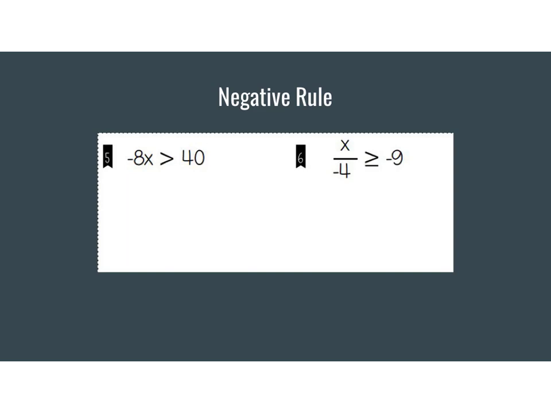Now looking at the negative rule, let's say we're looking at example 5. I'm going to have to divide by -8 on both sides, but I divided by a negative number, so I'm going to flip that sign around. So my answer will look a little bit different. And the same rule applies for if you're multiplying by a negative number.